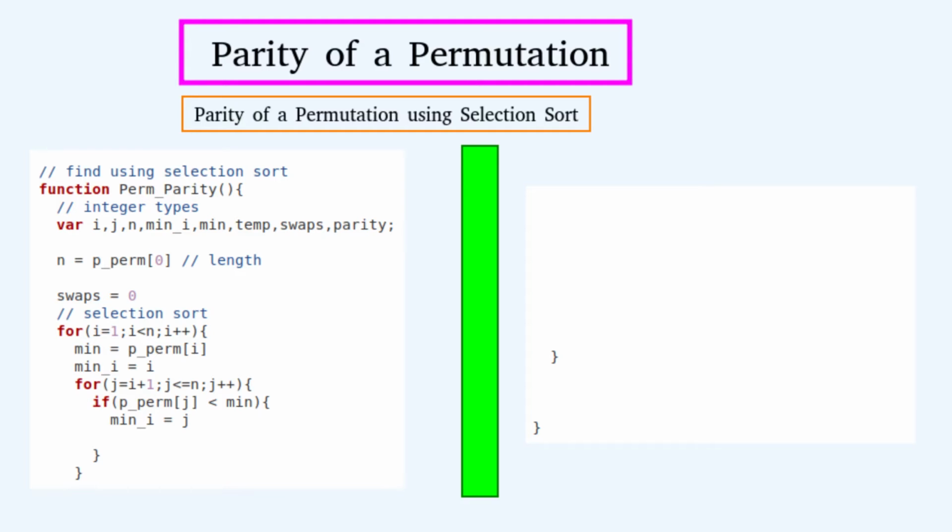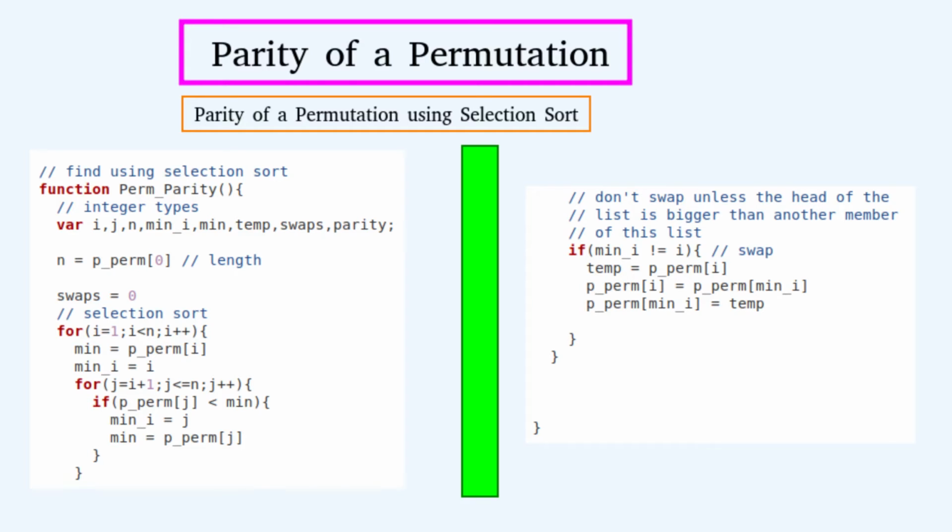If there's an element that's smaller than the one we've already found, then we'll load its location into the variable for the location of the minimum value, called min_i. And we'll also load in the value of this element to be the minimum value. After we've completed this loop, if these two locations are different, then we'll swap the minimum element with the head of the remaining list. We'll place the new minimum value at the head of this list.